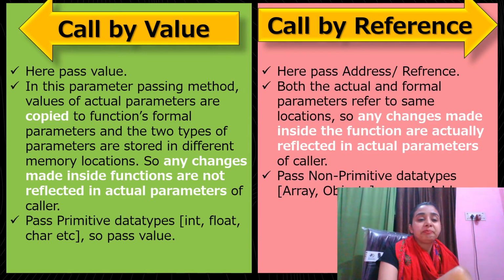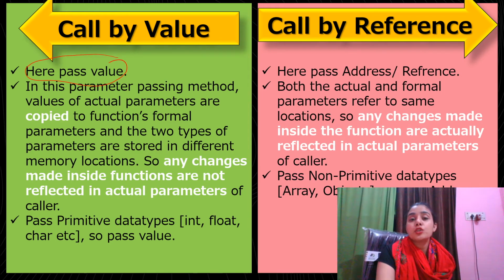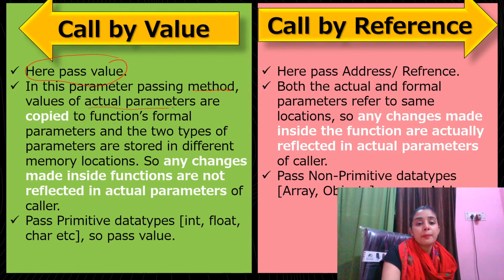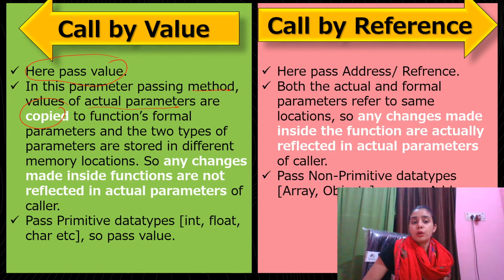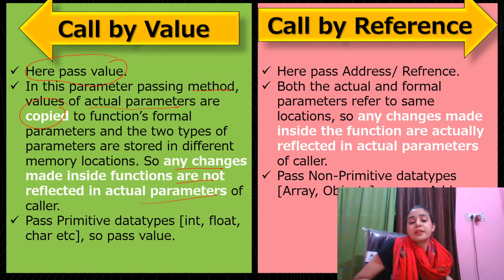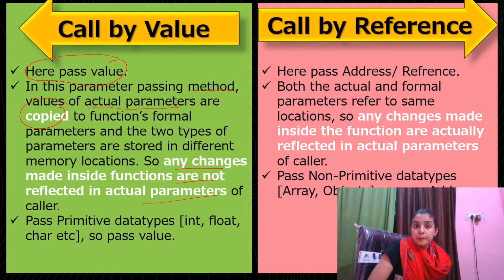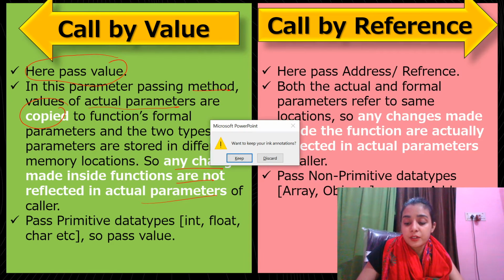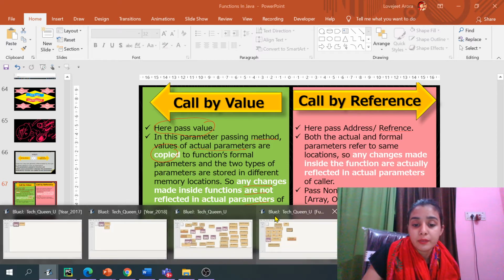So guys, here your value is going to be passed like we have seen just now. In this parameter passing method, the values of actual parameters are just copied. We are not passing the original value, only a copy of the value. Any changes made inside the function are not reflected in the actual parameter. That we have seen already.